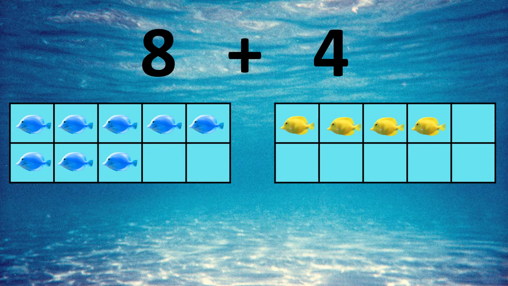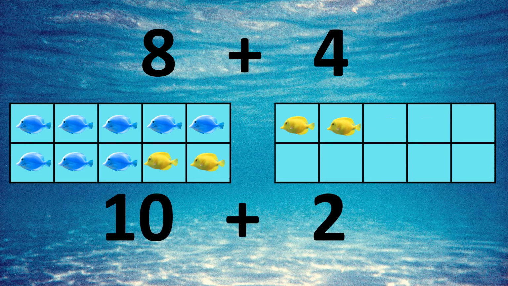Well, the blue fish frame is closest to being full, so I'm going to move some of my yellow fish over to the blue fish frame. I need 2 yellow fish because there are 2 empty cells in the blue fish frame. When I do that, now that frame is full and I know that there are 10 fish in that frame.